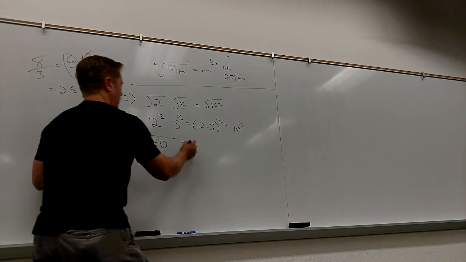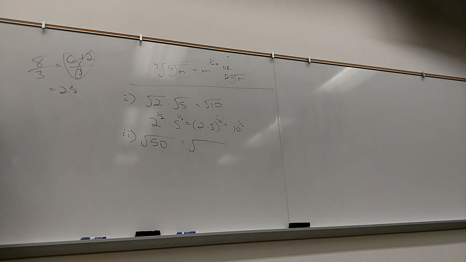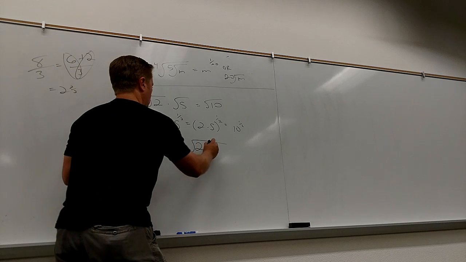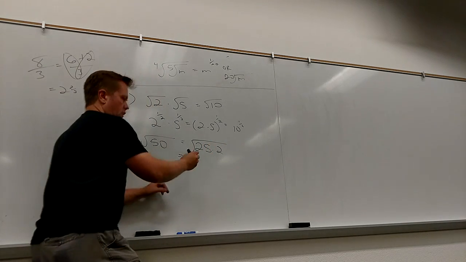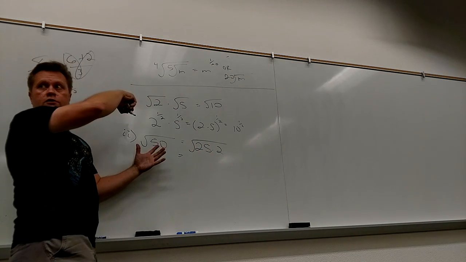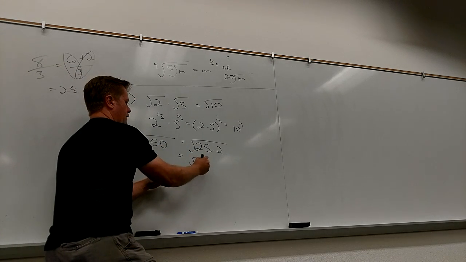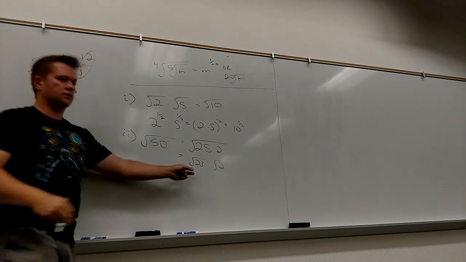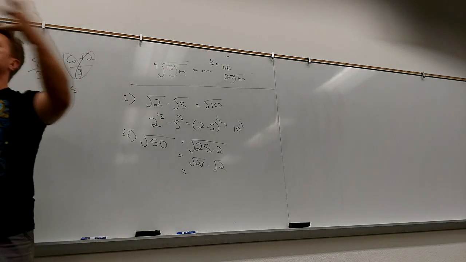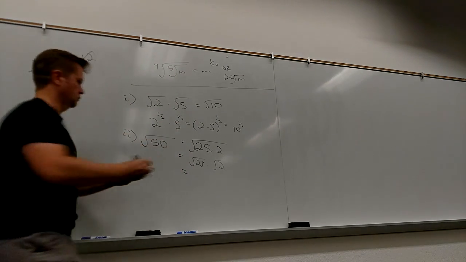So, of course, what does 50 have in it that I can do the square root of? 25. And then I can use this property in reverse. Square root of 25 times 2 is equal to square root of 25 times the square root of 2. What is the square root of 25? 5. What is the square root of 2? I don't know. Yeah.